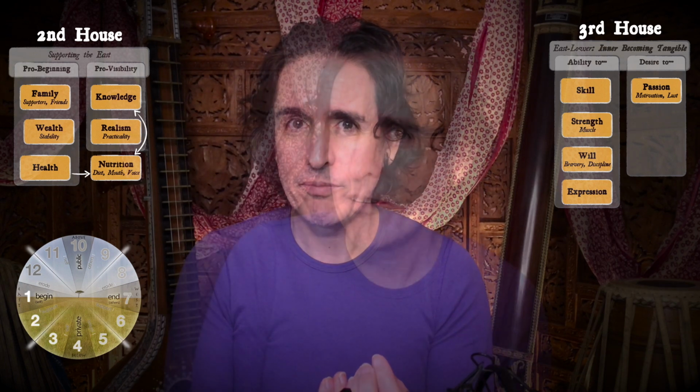So the third house we look at to see the person's passion. How passionate are they? How much motivation do they have? How much lust do they have? How much drive do they have? This all boils down to how strongly do they want what they want? How willing are they to use muscle and strength and willpower to express their desires and fulfill their desires?